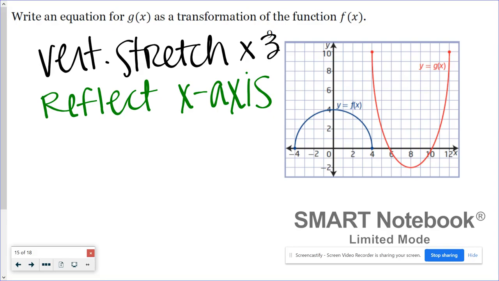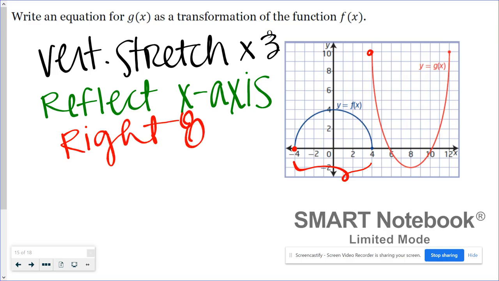This point here, when I vertically stretch it and reflect it, is going to stay there. But when I translate it, it goes here. So that means it would have to go to the right 8 units, and it would have to move up 10 units.